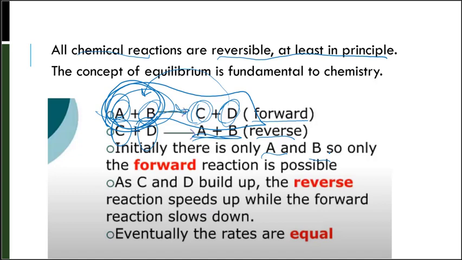Think about it. When I have 2 reactants and I have a certain amount of both of those reactants, there is no product formed at that point yet. So it can only move in the forward direction. But once I have A and B starting to react and form products, so as those products build up, the reverse reaction then speeds up while the forward reaction slows down, and eventually those rates are equal.